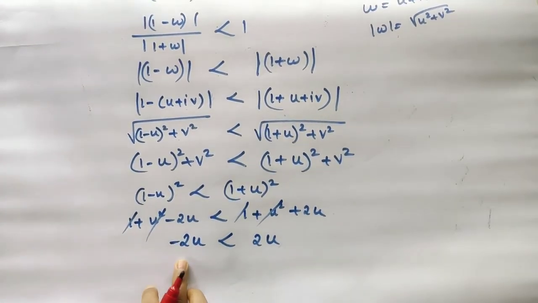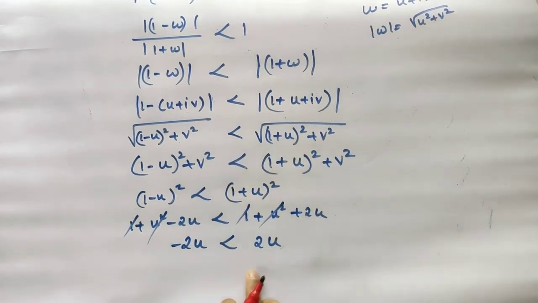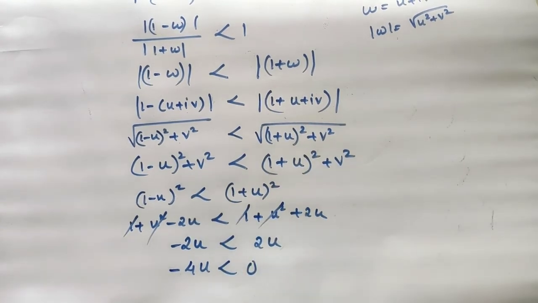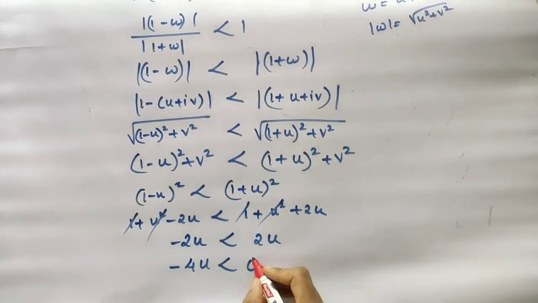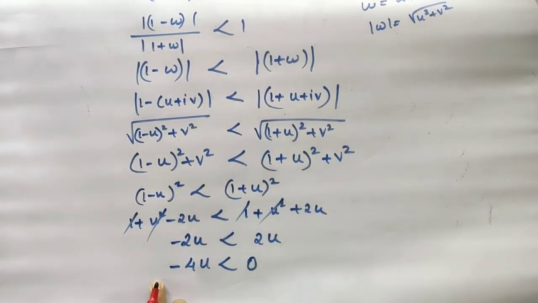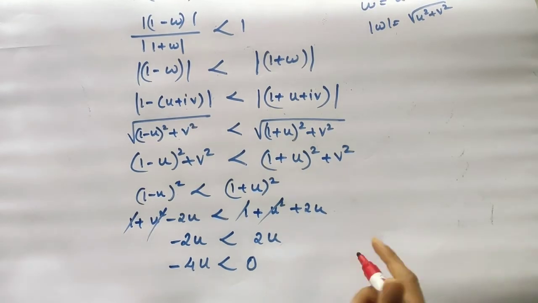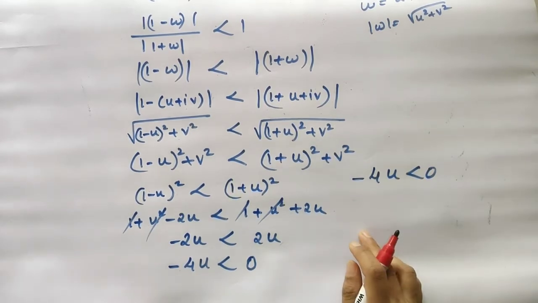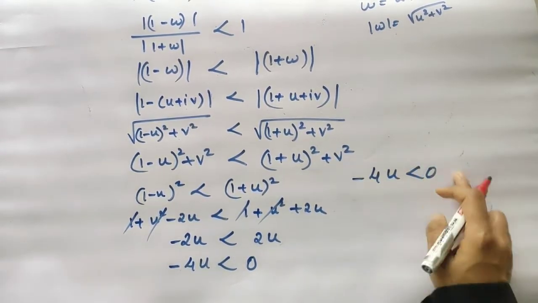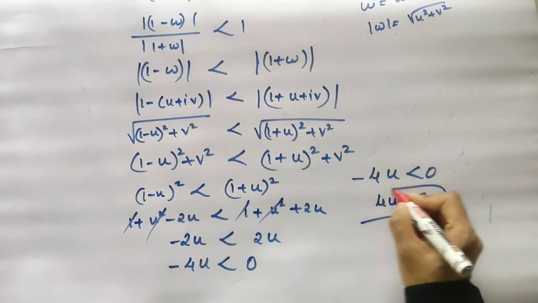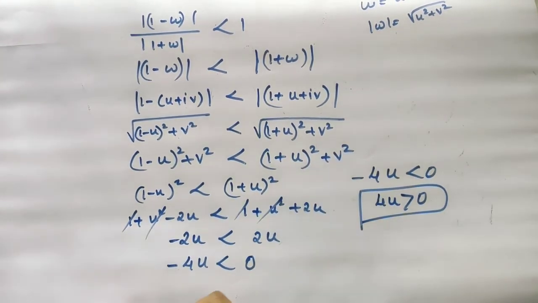Or you can take this to the left hand side, and say this equation as minus 4u is less than 0. Yes or no? Take 2u to this side, it becomes minus 2u, so minus 2u minus 2u becomes minus 4u less than 0. You have to take it like this. Then minus 4u is less than 0. The other way of writing it is nothing but 4u is greater than 0, right?